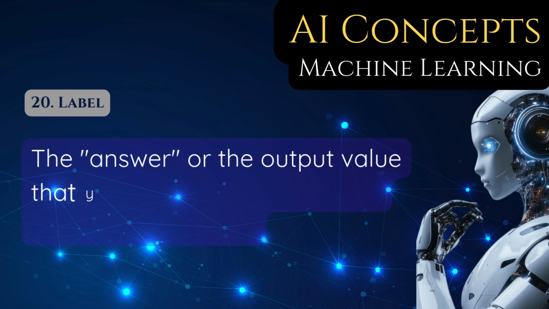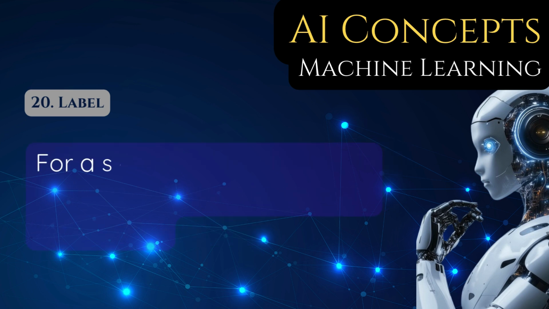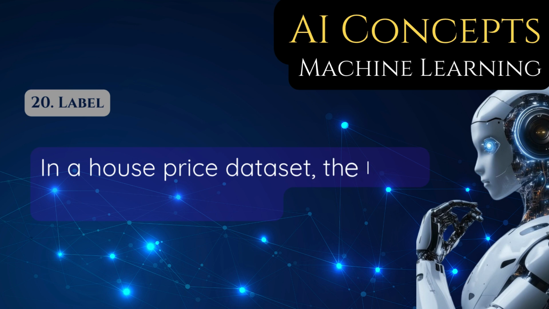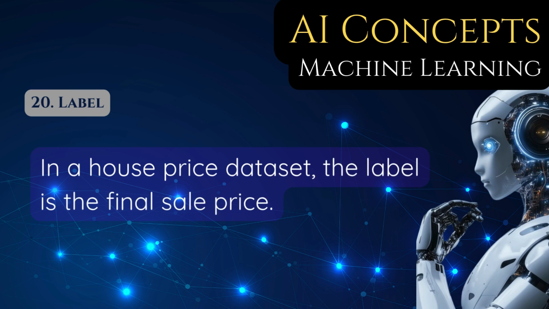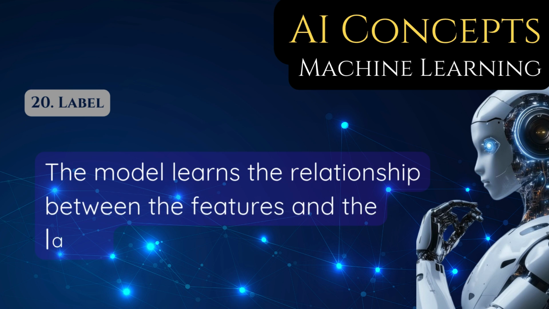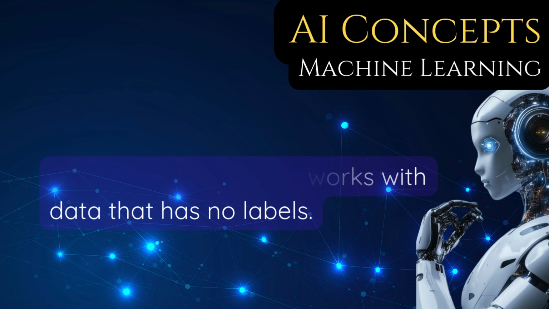20. Label, the answer or the output value that you are trying to predict in supervised learning. For a spam filter, the label for each email is either spam or not spam. In a house price dataset, the label is the final sale price. The model learns the relationship between the features and the label. Unsupervised learning works with data that has no labels.